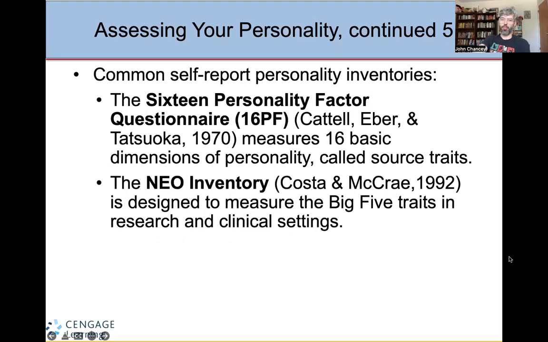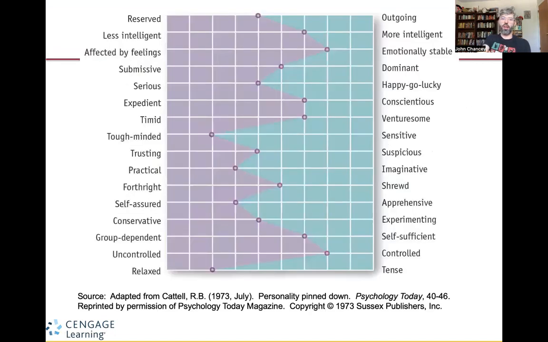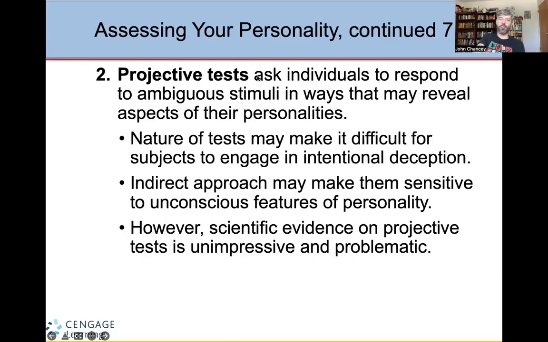Some examples of that: the 16 personality factor, the NEO inventory. This is, for example, based on Costa and McCrae's Big 5 personality traits. So more modern personality theories will tend to use this self-report method. And we can use these, for example, to map out and measure all kinds of traits. This is Cattell's 16 personality factor inventory on these different scales.